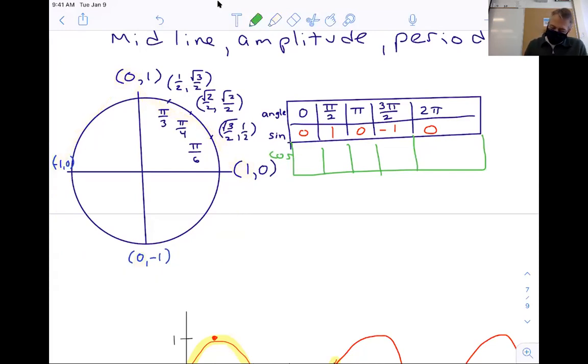So the cosine of 0 is 1. The cosine of pi over 2 is 0. Cosine of pi is -1. The cosine of 3 pi over 2 is 0, and then it repeats. And it would start 1, 0, -1, 0, and so on.